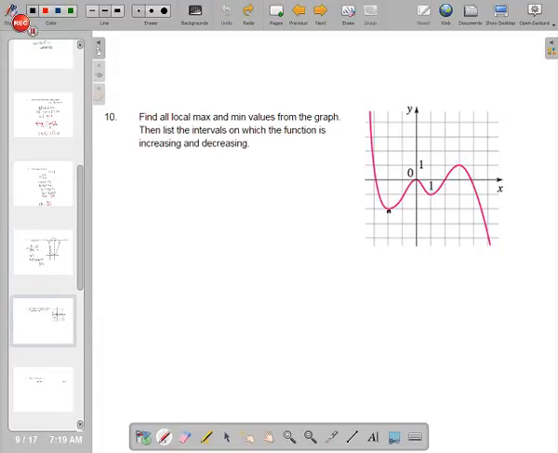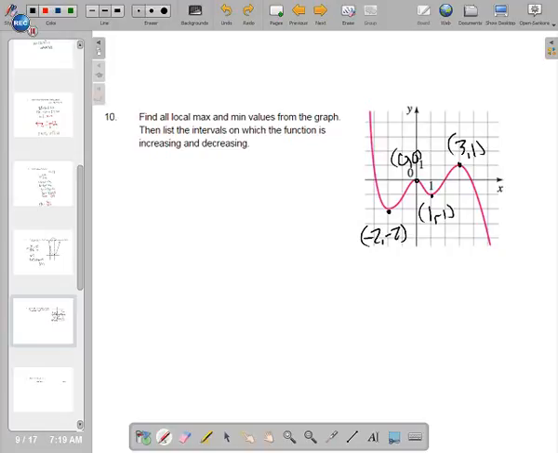Find all local max and min values. So first, let's label these max and min values right here. These are local mins and maxes. So -2, -2, 0, 0, 1, -1, and 3, 1. Those are my local mins. These are my local maxes.